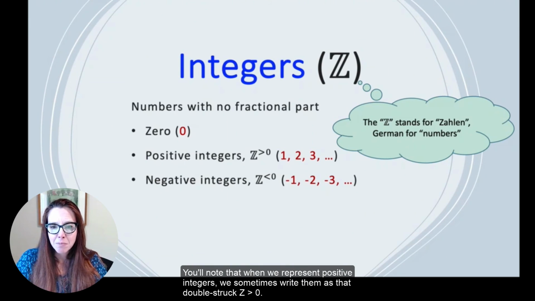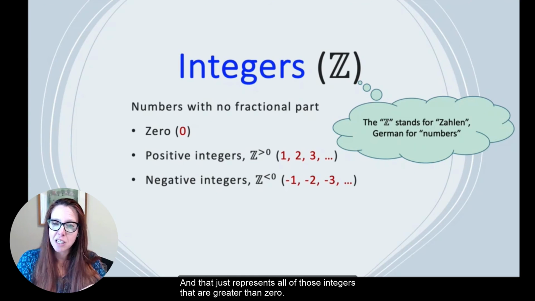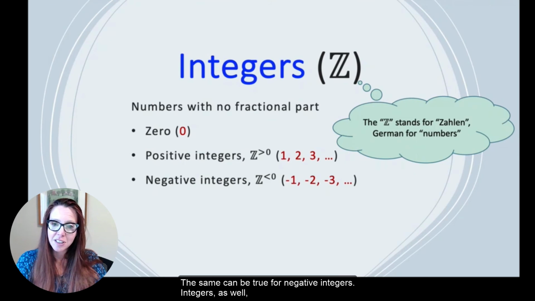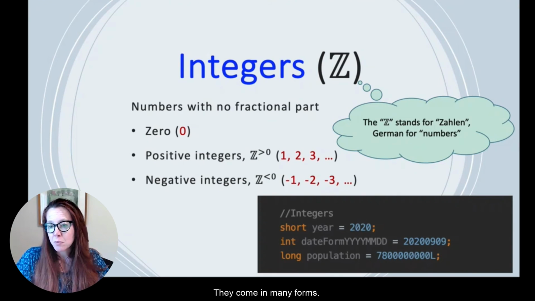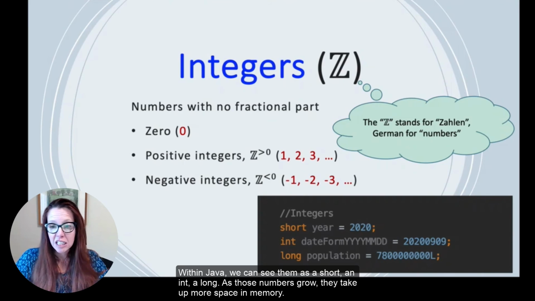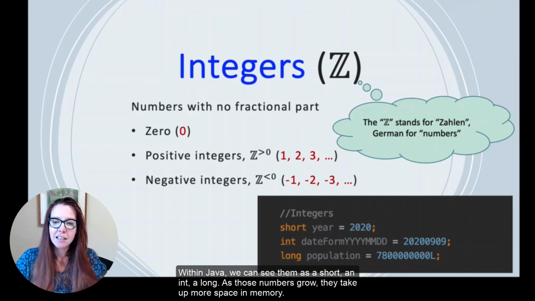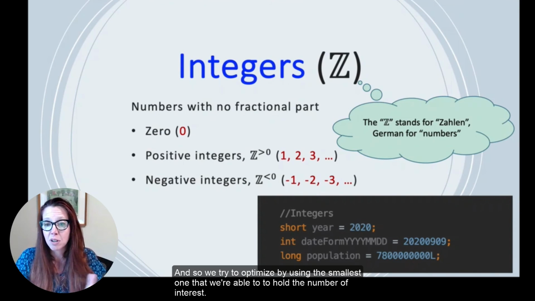You'll note that when we represent positive integers, we sometimes write them as that double-struck Z with a superscript greater than 0, and that just represents all of those integers that are greater than 0. The same can be true for negative integers. Integers as well have a home in our modern programming languages. They're the basis for cryptography, as I mentioned. They come in many forms. Within Java, we can see them as a short, an int, a long, and as those numbers grow, they take up more space in memory, and so we try to optimize by using the smallest one that we're able to hold the number of interest.